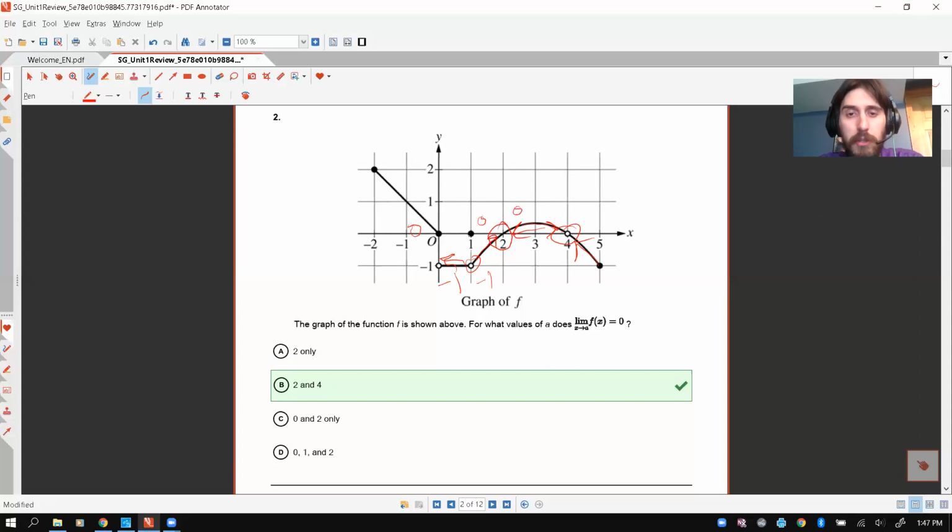Again, the actual value of f at any of those points doesn't matter. It just matters what it approaches from the left and right. So for number 2, your answer is B.